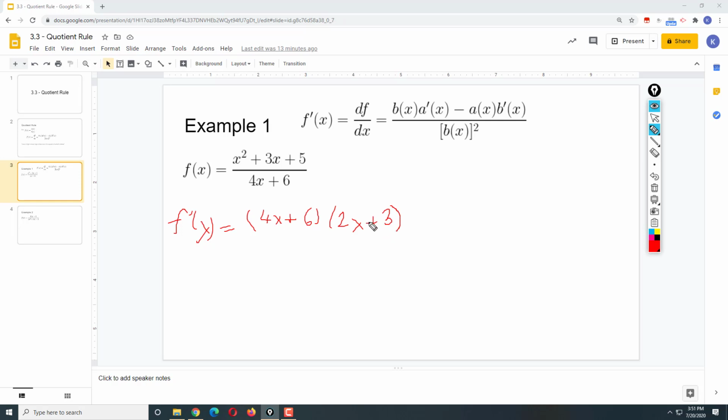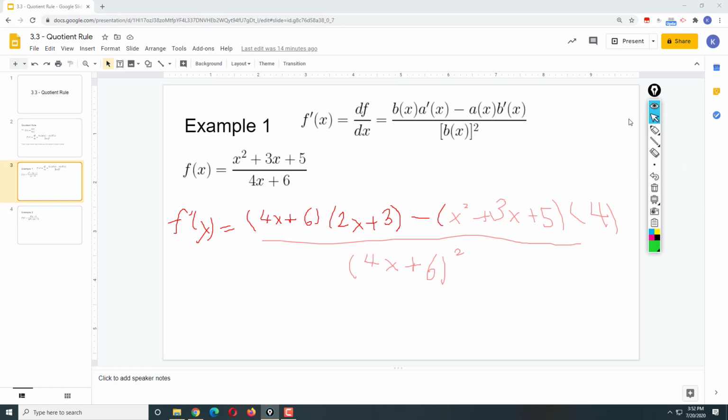So this is low d high minus high, which is x squared plus 3x plus 5. D low, the derivative of the bottom. Derivative of 4x plus 6 is just 4. Over the square of what's below, 4x plus 6 squared. You could simplify it, but that's good enough for now. So that's the form for the derivative of f of x.